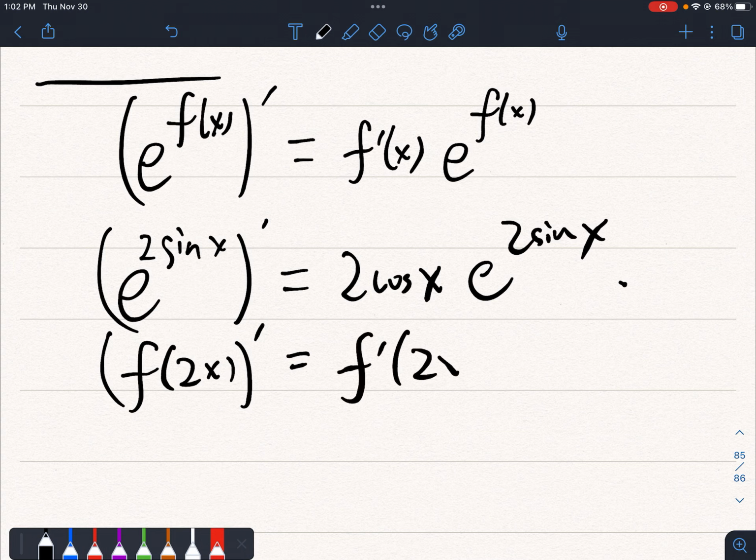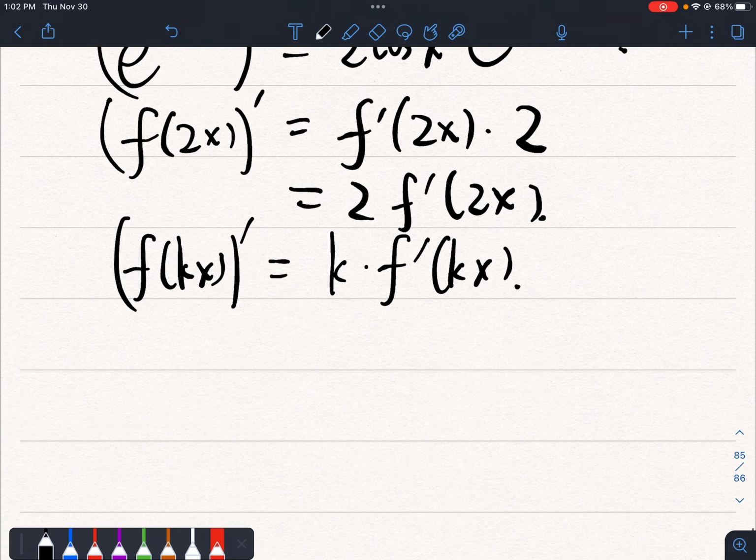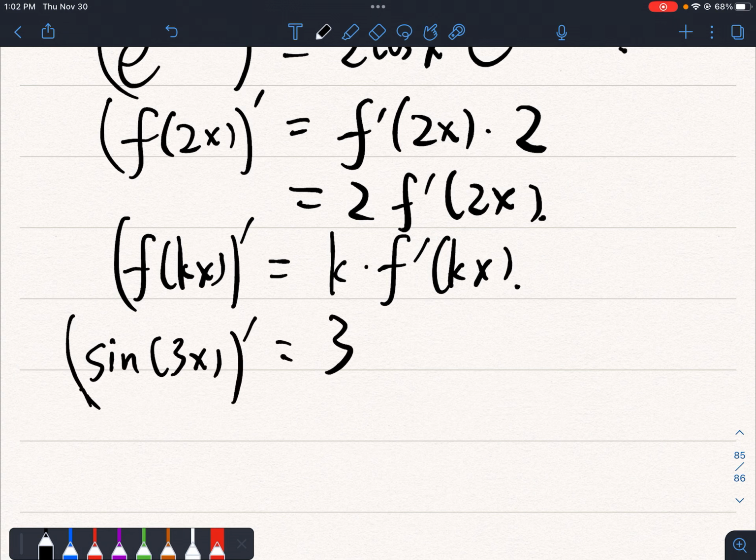What about f of 2x, for example? What's the derivative of f of 2x? Then you look at the derivative of f at this value, which is 2x. And then you take the derivative of 2x with respect to x. So then you get 2. So this is 2 times f prime of 2x. So in general, the derivative of f of kx is equal to k times f prime of kx.